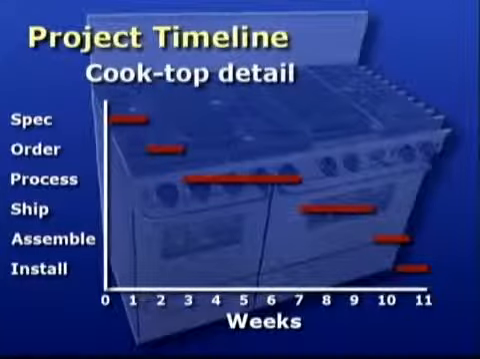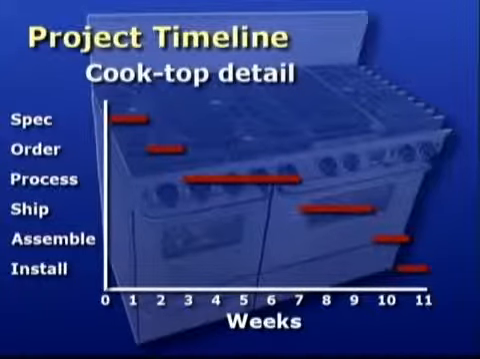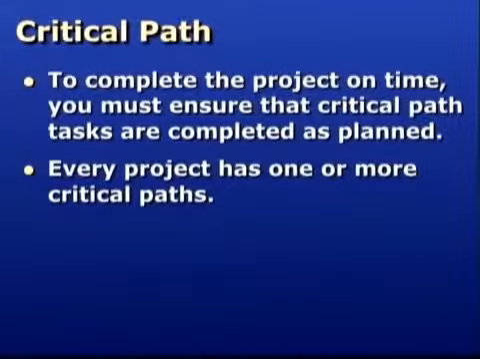Let's use our kitchen renovation project again as an example. The timeline created from the work breakdown structure shows that the total project will take 11 weeks to complete. The timeline also shows the tasks of ordering, receiving, assembling, and then installing the high-end commercial quality gas cooktop that the designer specified will take 11 weeks itself. Therefore, that series of tasks becomes the critical path for the project. The successful completion of the project is dependent on those tasks being completed in order, on time, exactly as scheduled.